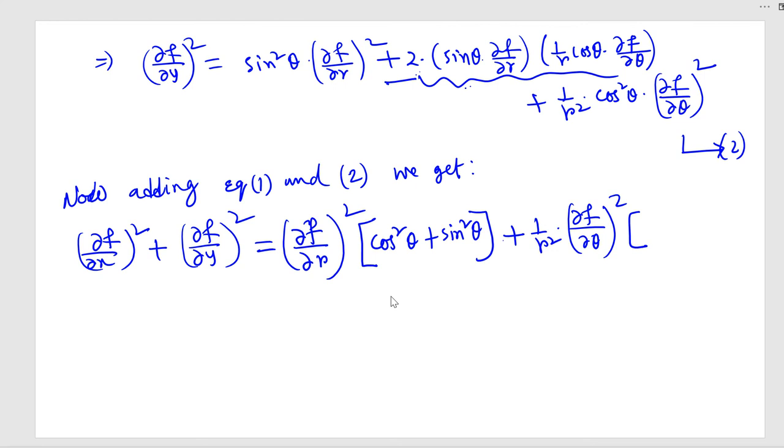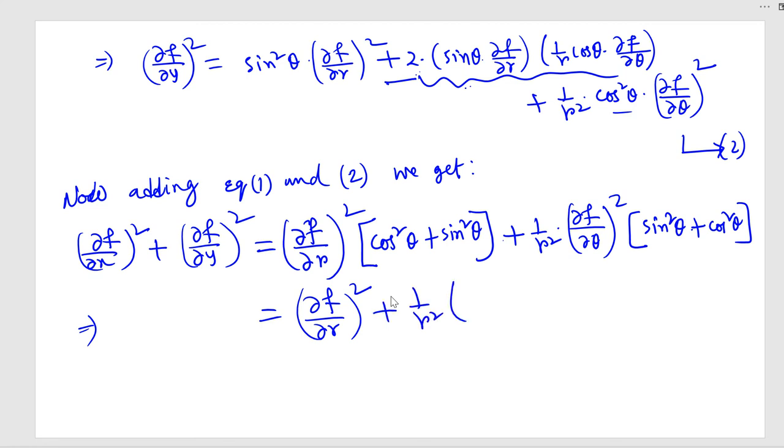And again we had sine square theta, now we have cos square theta. So from this we can write del f del r whole square plus 1 by r square del f del theta whole square. Hence the result is proved.